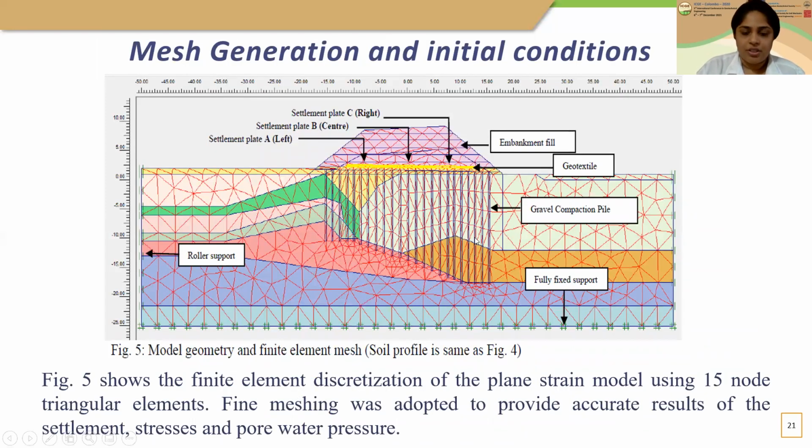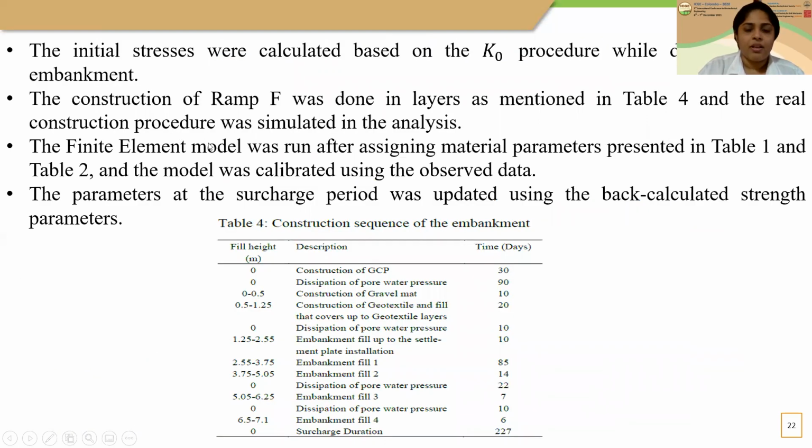And this is the mesh generation. As you can all see in this figure, 15-node triangular elements were used here. Fine meshing was adopted to provide accurate results of the settlement, stresses, and pore water pressure. And also we used the ramp. Here you can see in table 4 the construction stages of the ramp. So we used the real construction procedure for this study, and also the parameters and the surcharge period were updated using the back-calculated strength parameters.